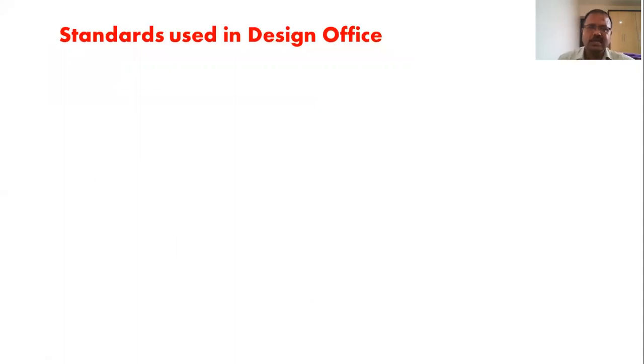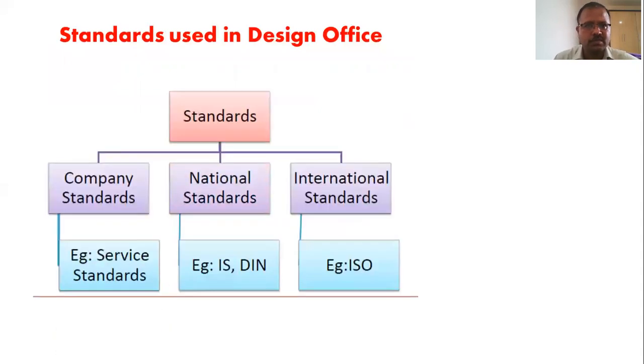Then there are certain standards which are used in the design office, basically three: company standards, national standards, and international standards. In the previous slides, we were talking about the Bureau of Indian Standards, IS, or BIS, which is a national standard used by India. DIN is one of the standards used in Germany. ASME is one of the standards used in the United States. Similarly, there are standards which are internationally accepted, international standards.